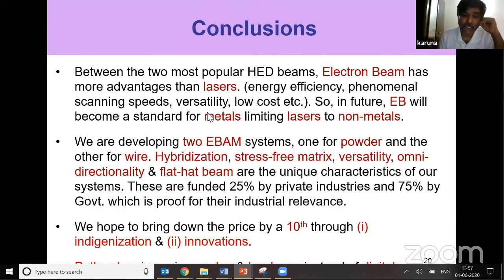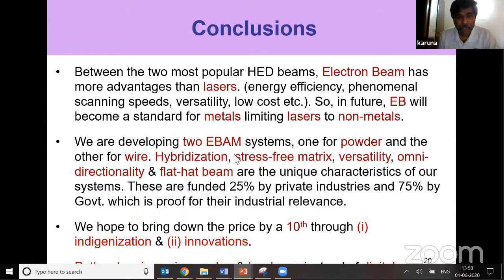Because of all these reasons, we feel that all metallic manufacturing will be by electron beam, even for welding. Electron beam welding also will become affordable. Of course, arc-based welding is going to be cheaper than electron beam because the energy efficiency of arc is also above 90%. So laser will be limited to only ceramics and polymers.